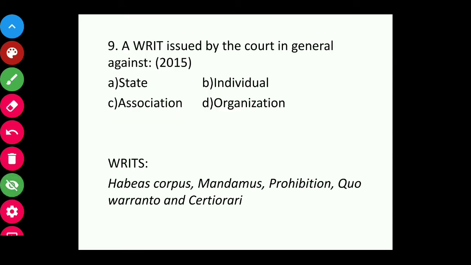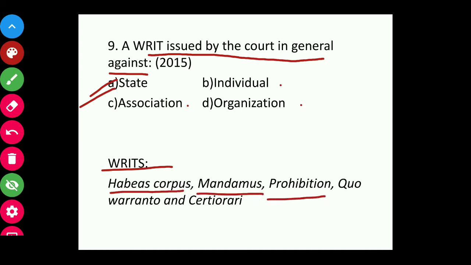Number 9. A writ issued by the court in general is against A. State, B. Individual, C. Association, D. Organization. So the answer is state. There are 5 writs: habeas corpus, mandamus, prohibition, quo warranto and certiorari. So these are the 5 writs issued by the Supreme Court of India.